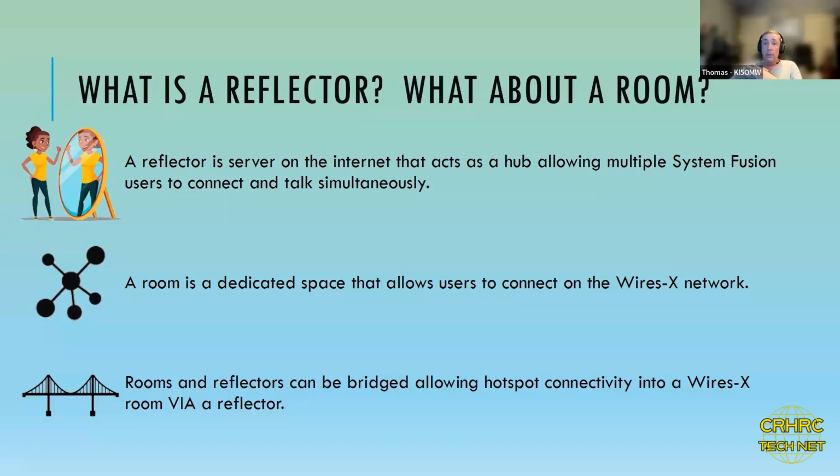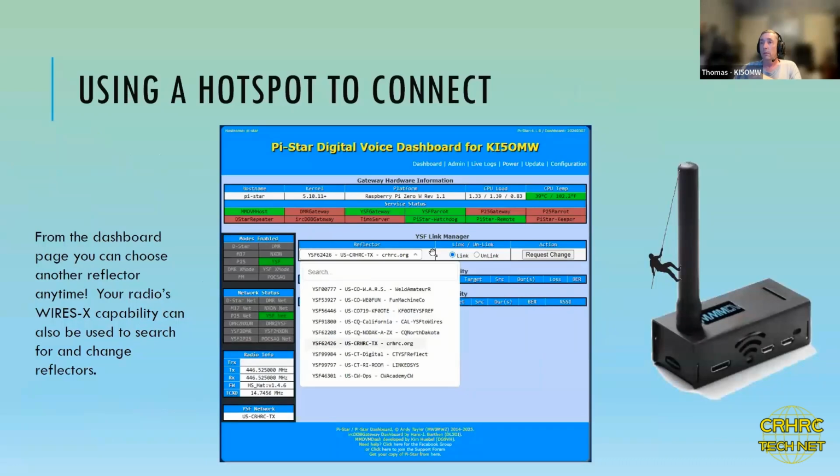If it's a reflector, then any MMDVM hotspot will be able to easily connect to it just by changing it here. This is the dashboard for my hotspot, and you put the reflector there. YSF 62426 is the CRHRC reflector, and make sure link is ticked there and request change, and it'll connect to it. Actually, I think it's Brandmeister. So on the hotspot, Brandmeister, that's going to be DMR.